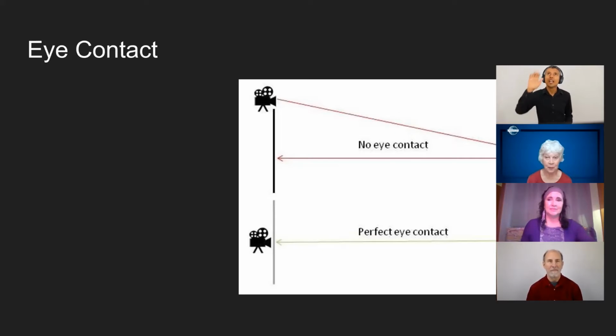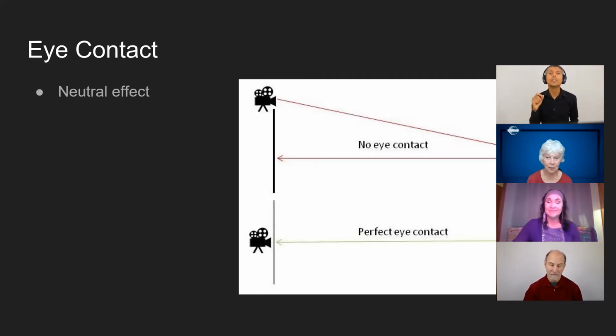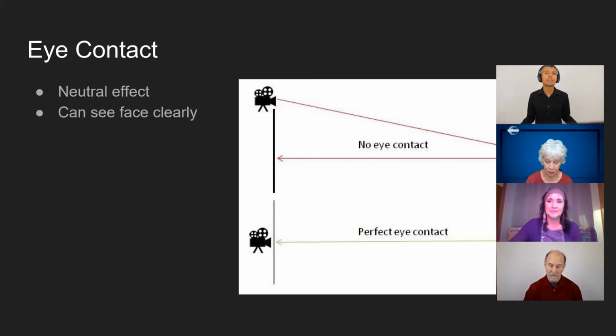Another thing is, if the camera is up, the perception is that you are diminishing your value. If the camera is down, the perception is that you are being dominant. So we want to have a neutral effect on the audience. That is very important. The second thing is, as I said before, they can see our face clearly.